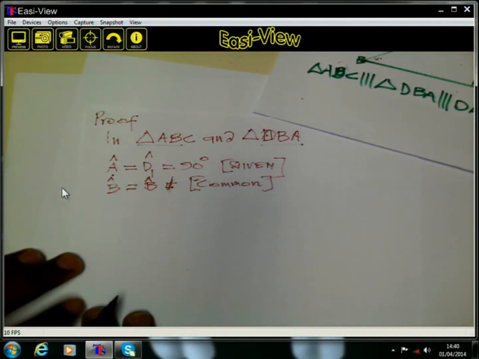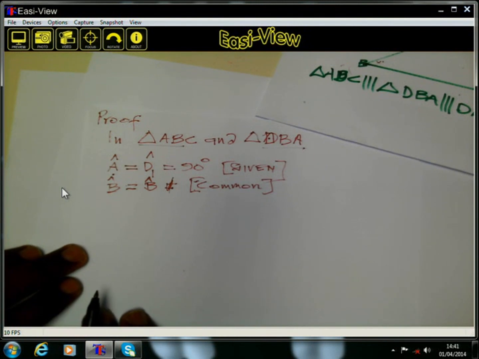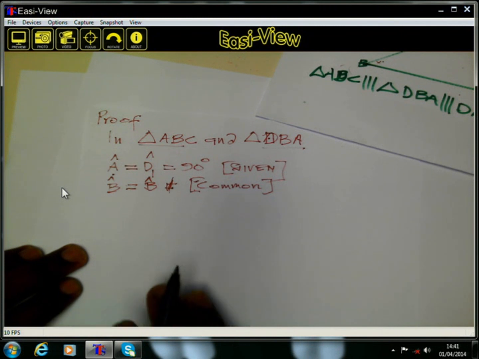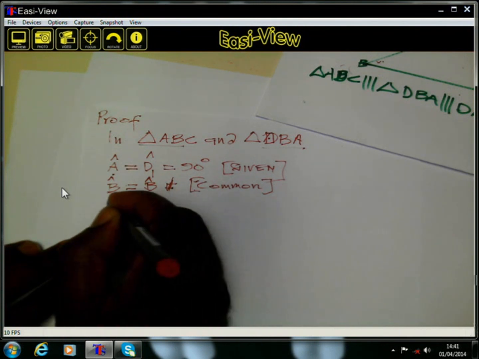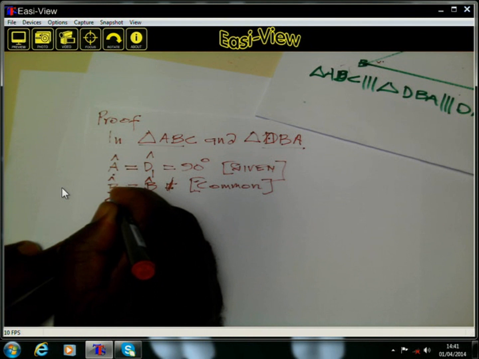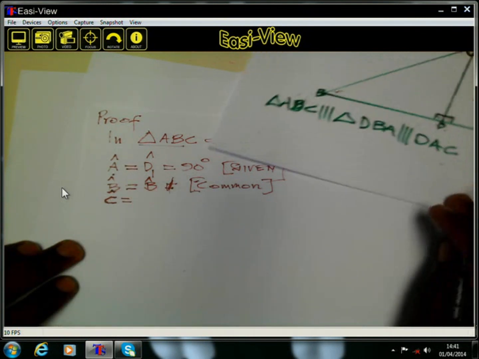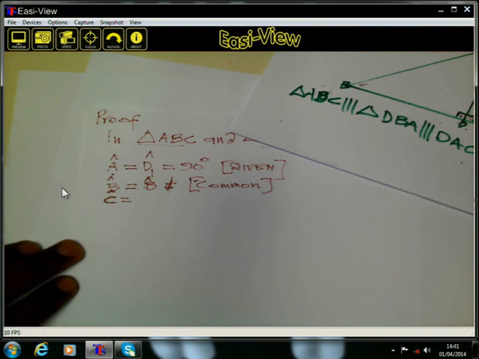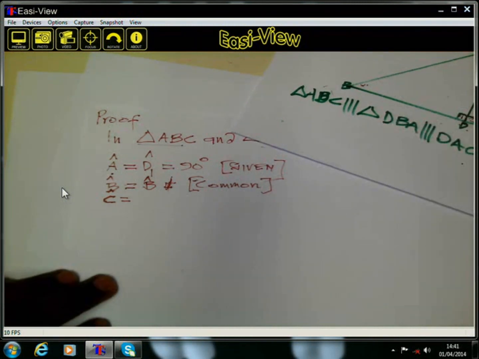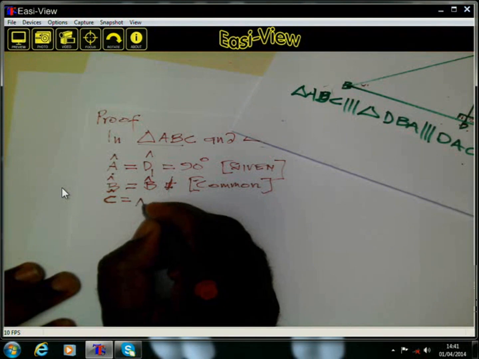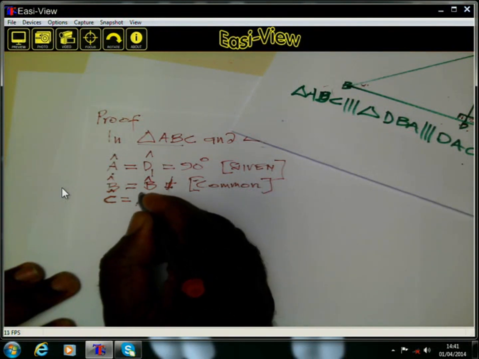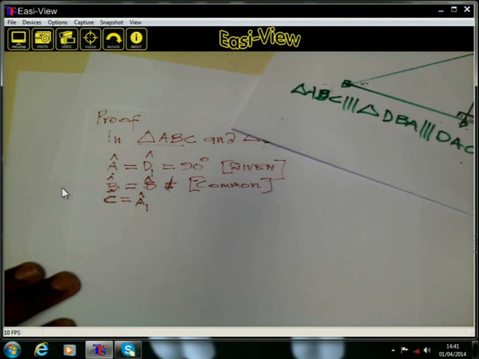Then let's have a look at angle C. What is it that we can say about angle C for triangle ABC? Angle C must be equal to what? Angle C is for triangle ABC. It must be equal to A1 of DBA. That is, this angle must be equal to that.